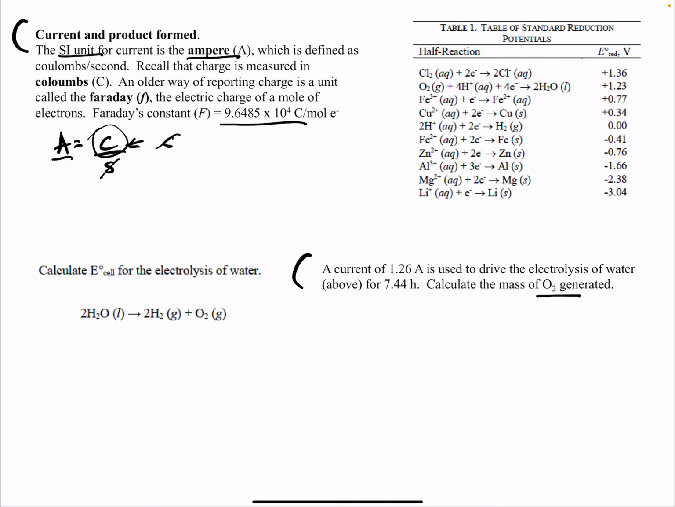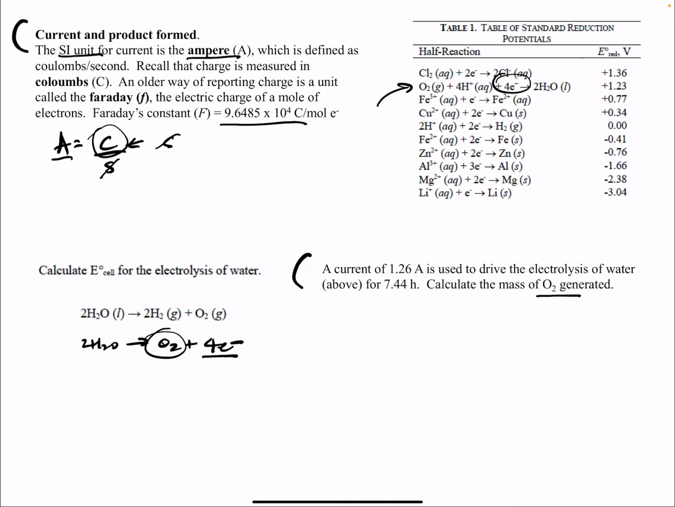Okay, the first thing we have to do is just recall how many electrons are transferred each time. So in order to make some oxygen, remember it was 2H2O goes to O2 plus 4 electrons, right? That's from up here. Each O2 molecule requires or releases 4 electrons, right? And that's going to be important.